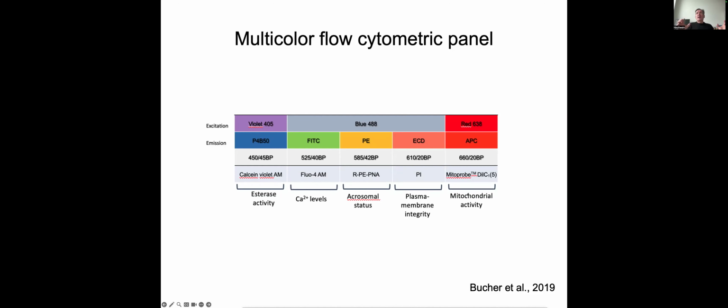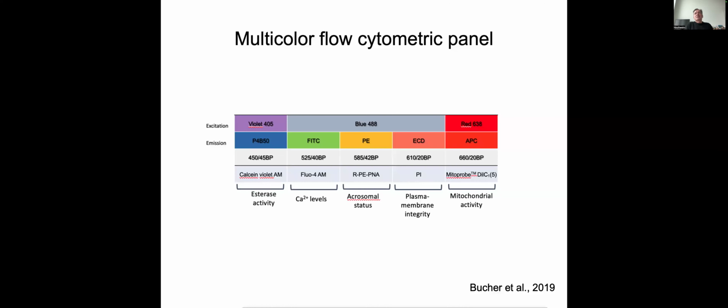And then we combine this in one assay. The advantage is that, for example, we then know the percentage of sperm that show a high esterase activity, at the same time a low calcium level, no acrosomal damage, no plasma membrane damage, and a high mitochondrial activity, to show all these characteristics in one assay, and not just a single characteristic in one assay.